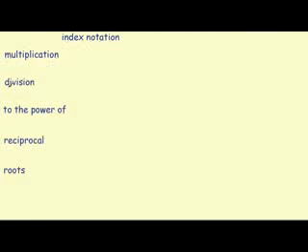Index notation. Multiplication, division, to the powers of, reciprocal and roots. We're going to start with x to the power of, which you may already know, and what it really means. For example, x to the power 3 is x times x times x.